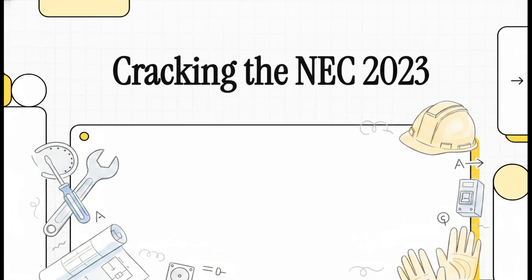If you're an apprentice or an electrician gearing up for the NEC 2023 exam, you've probably realized by now that the National Electrical Code can sometimes read like it was written by lawyers strictly for other lawyers. But we're going to change that right now.